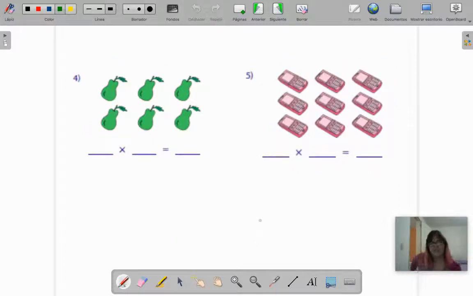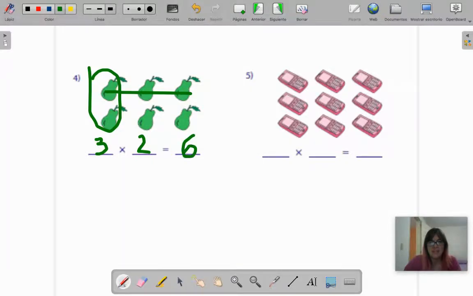How many are in the first line? Exactly, 3. And how many lines do we have? 1, 2. Or like I said before, just look at this side that it shows me the lines. 2, and this side, 3. Okay, 2 times 3, 6. There are 6 in all. 1, 2, 3, 4, 5, 6.